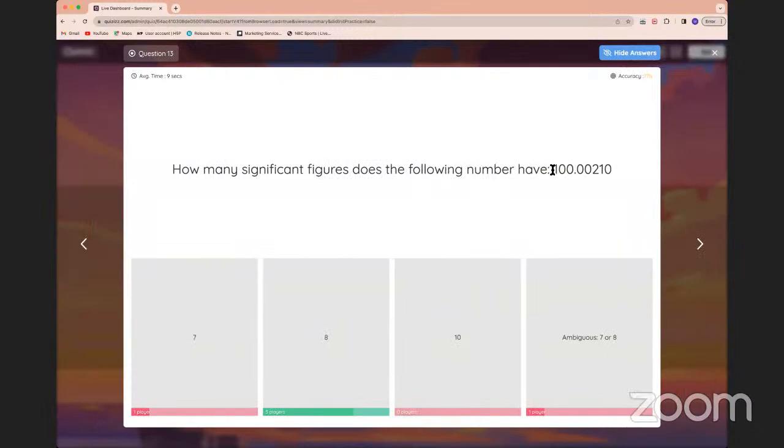How many significant figures here? This is a repetition, I guess because the questions were shuffled. So the correct answer is 8.